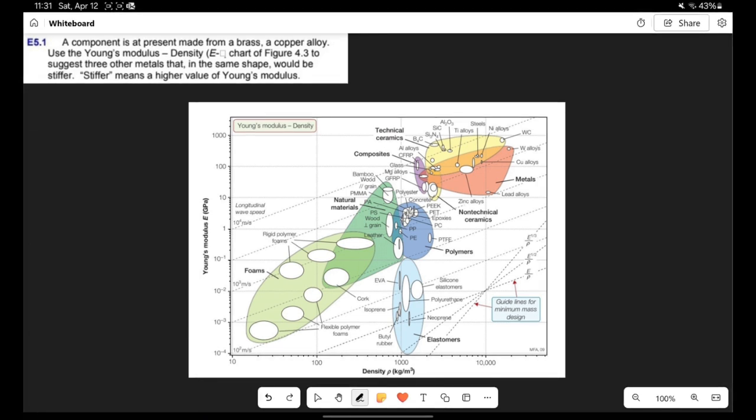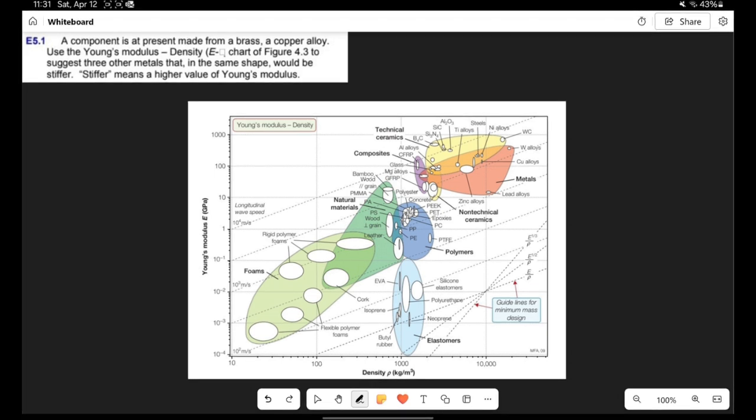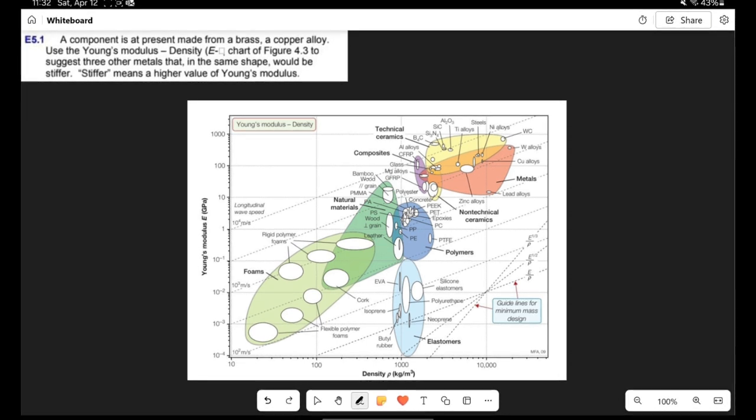In this series, I will be solving all the questions in the exercises of Material Selection and Design by Mike Ashby. In this particular video, I'll be solving exercises 5.1 to 5.10. Here we are going to cover an introduction to Ashby plots, how to familiarize yourself with the Ashby plot, and how to use it. So, take a second, pause the video and read the question.